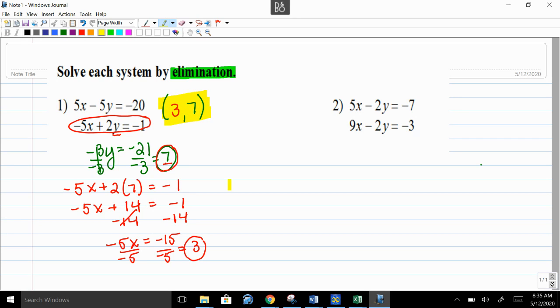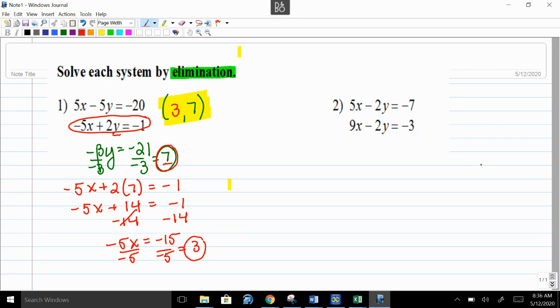Over in number 2, it's a little bit different. If you notice in number 2, you can't cross off a 5 with a 9. Obviously, they're not opposites. Over here, you got a negative 2 and a negative 2. They're very close, right? The only issue is in order to eliminate one of these, they've got to be opposites. It doesn't matter which one, but one of these twos has to be positive.